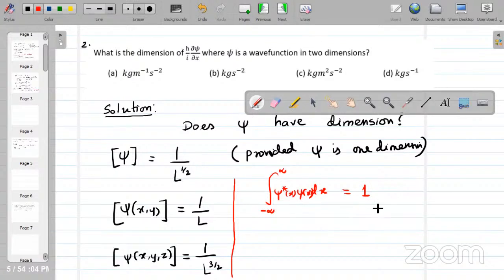Okay. So in the right hand side, no dimension, purely number. But in the left hand side, we have a dx. What is the dimension of dx? Length, right? Now I have a psi star psi of x. To cancel this L, the psi of x should have 1 by root L.